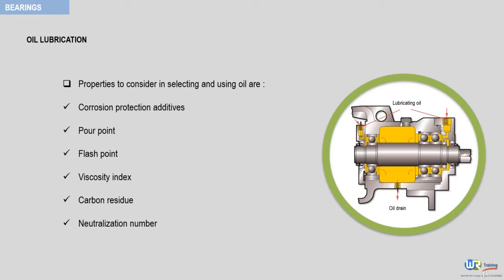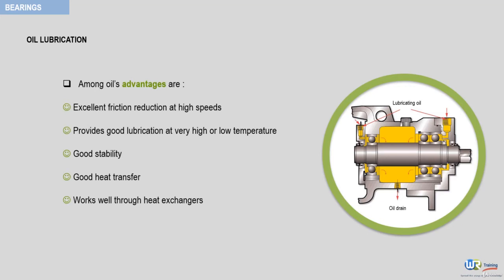There are many advantages associated with lubricating oil. Among them, we can list the following. An excellent friction reduction at high speeds, good lubrication at very high or low temperatures, good stability, and good heat transfer.